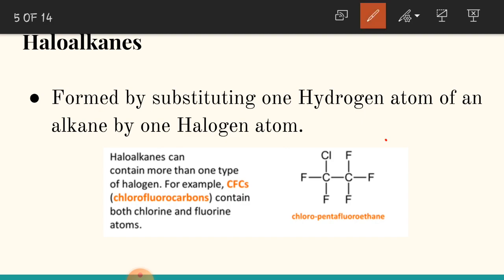For example, in this structure you may see that this compound contains two types of halogen, fluorine and chlorine. So an organic compound may contain one or two types or more than two types of halogen in a single class of compound related to haloalkanes. Chlorofluorocarbon is one of the examples of the haloalkanes.